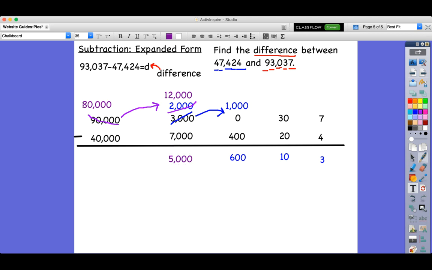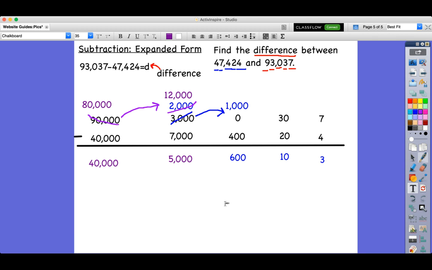And last, I have my 10,000s place, 80,000 minus 40,000. I can think about that like 80 minus 40. If I subtract, I have 80, 70, 60, 50, 40. So I have 40. It's the same thing in the thousands place. 80,000 minus 40,000 is equal to 40,000. So now I have my answer in expanded form.